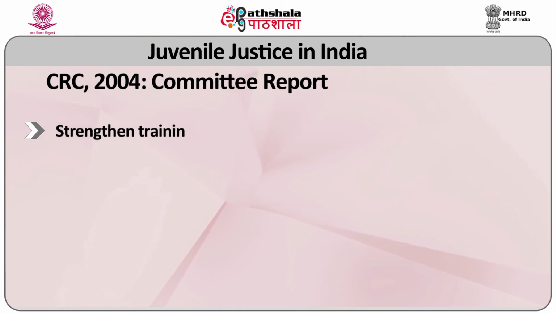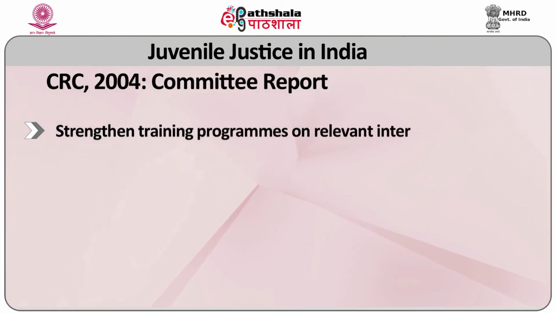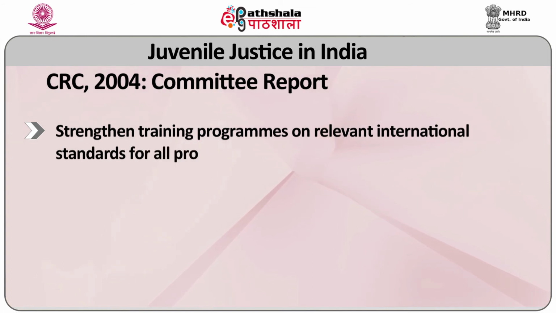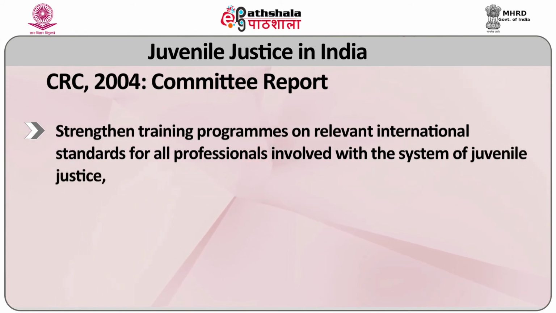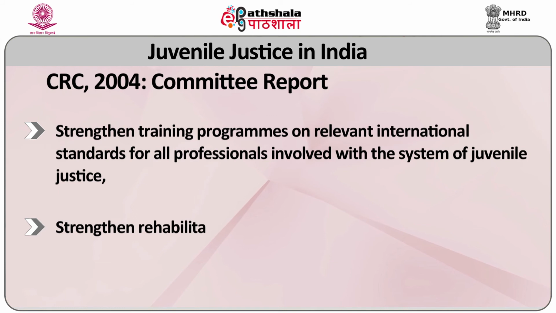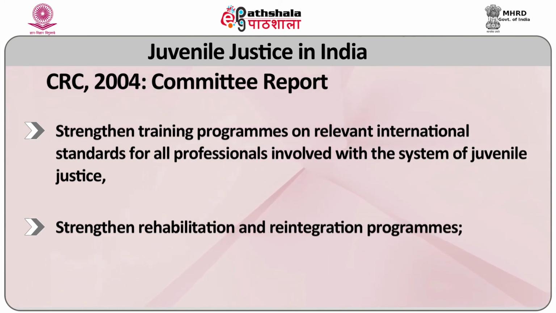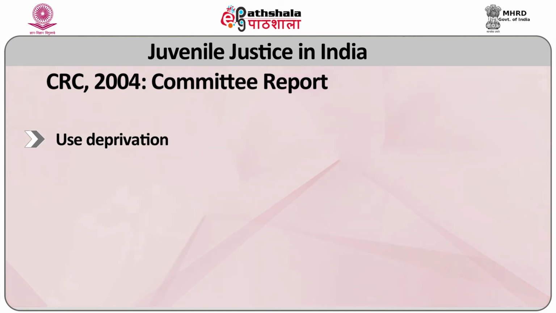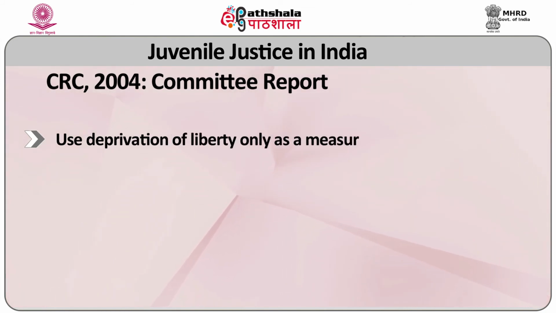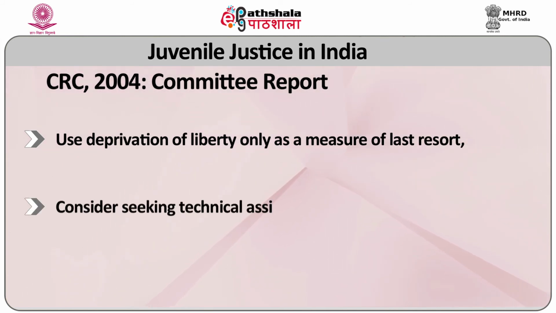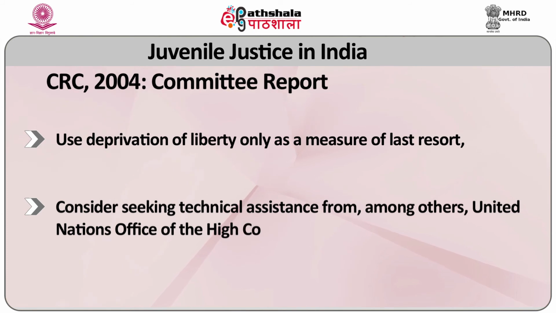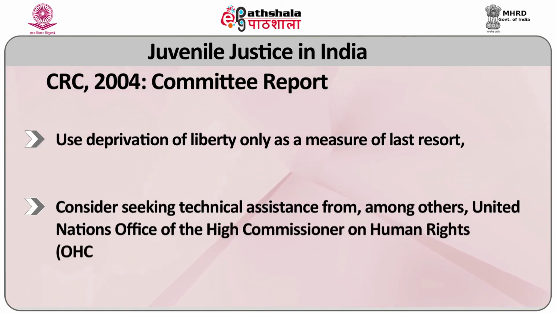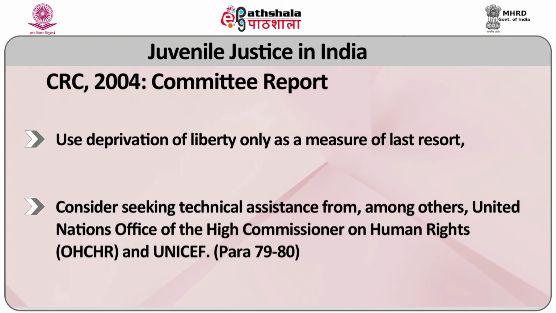5. Strengthen training programs on relevant international standards for all the professionals involved with the system of juvenile justice. 6. Strengthen rehabilitation and reintegration programs. 7. Use deprivation of liberty only as a measure of last resort. And lastly, 8. Consider seeking technical assistance from, among others, especially United Nations Office of the High Commissioner of Human Rights, that is OHCHR, and UNICEF.